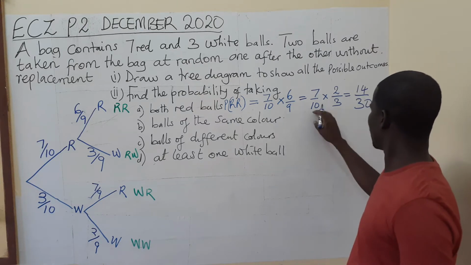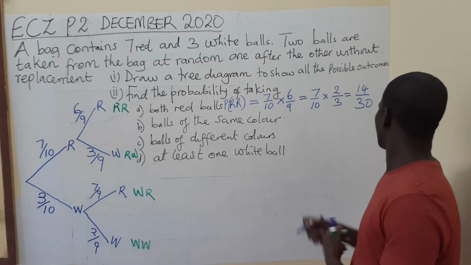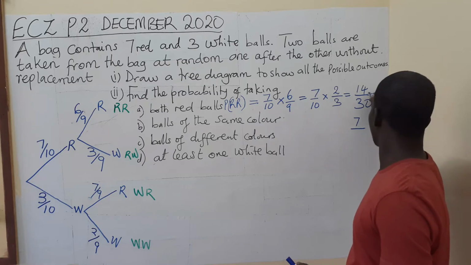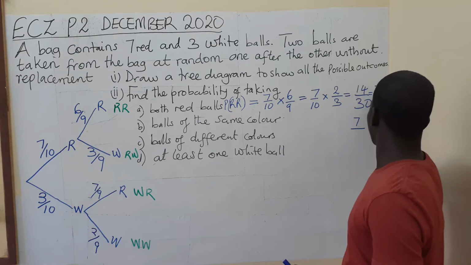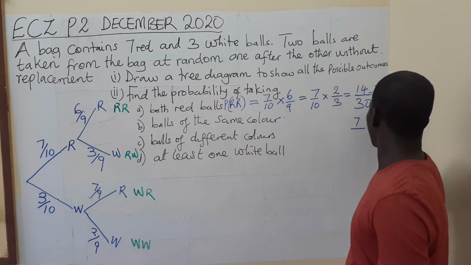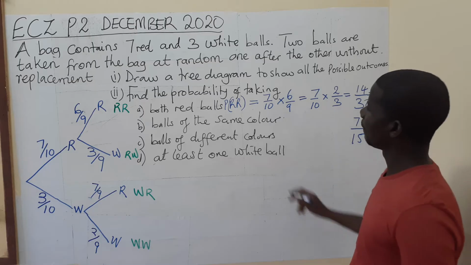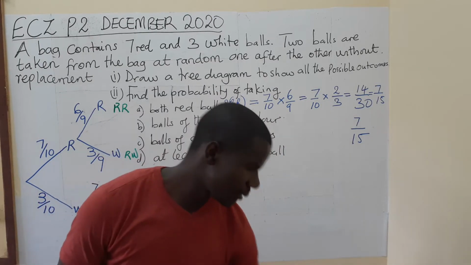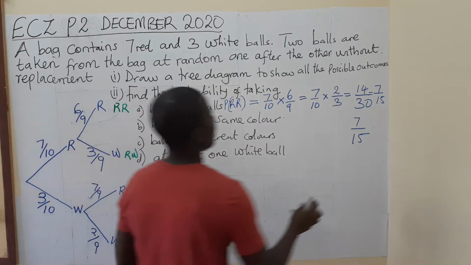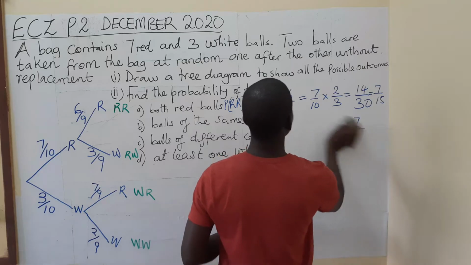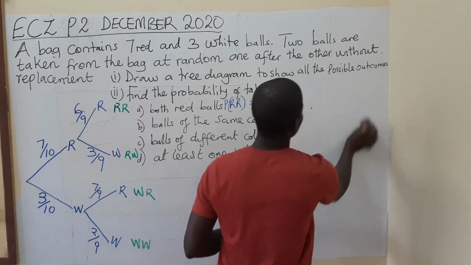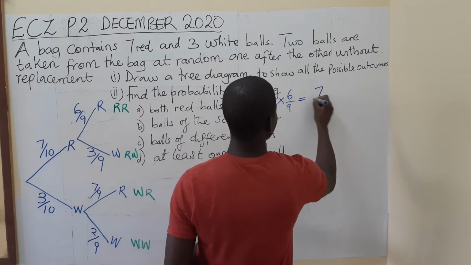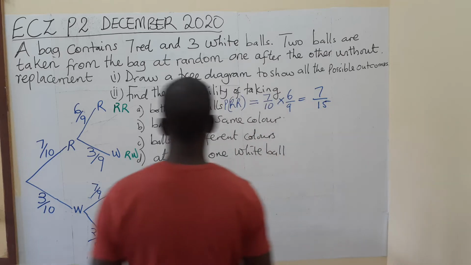Now, you still know here that at this point, you can simplify this one where you're going to have 7 over 15. That is the probability, 7 over 15. The probability that both balls are going to be red. I'm sure you know where 7 over 15 is coming from.